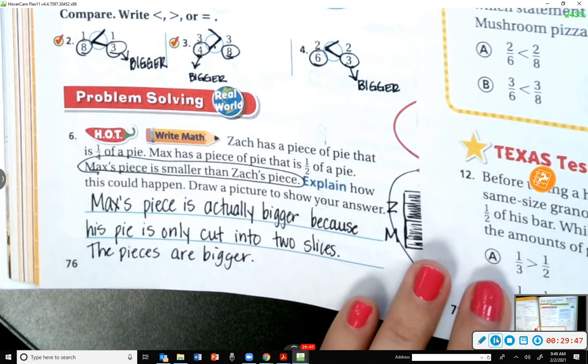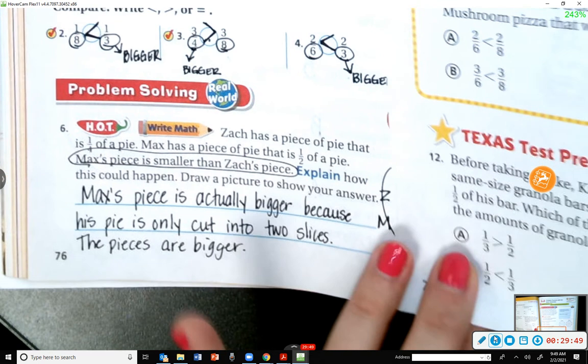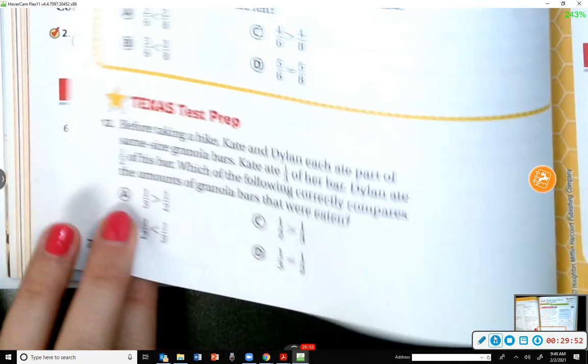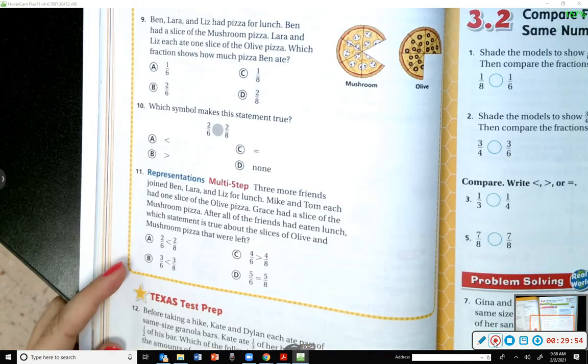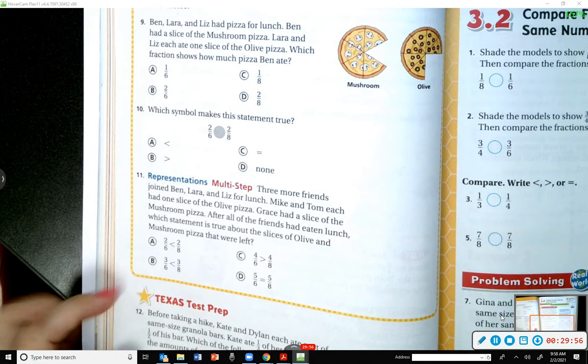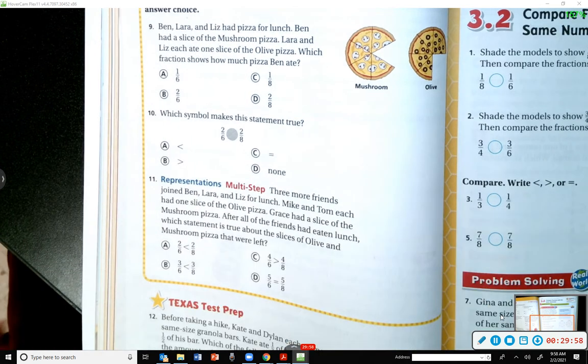So do 9, 10, 11, 12 once you get this written down. Okay, checking our answers to numbers 9, 10, 11, 12.